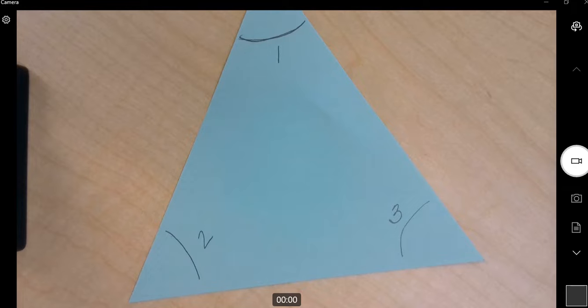Our vocabulary for our sides is whether it's equilateral, isosceles, or scalene. Scalene means all 3 sides have a different length. Equilateral means all 3 sides have the same length. Isosceles means 2 of the sides have the same length. Make a guess about what your triangle is: equilateral, isosceles, or scalene.